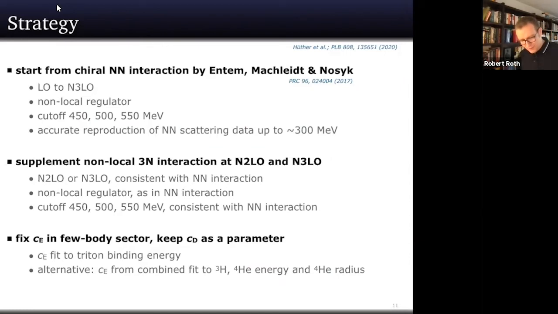But typically these groups, as I also mentioned, don't do the work of including or designing the appropriate three-body interactions. That's more done by the many-body practitioners. So that's our job. We supplemented these two-body interactions by the corresponding non-local three-nucleon interactions at N2LO and N3LO. So we went up to N3LO with the three-body force, used non-local regulators, and used the same cutoff values as in the two-body force to be as consistent and systematic as possible.